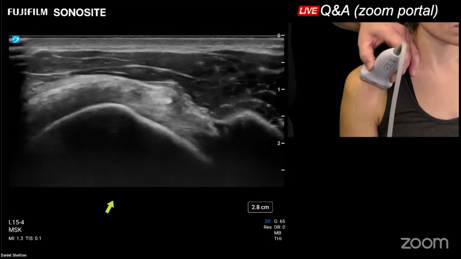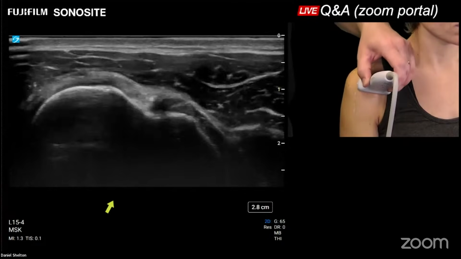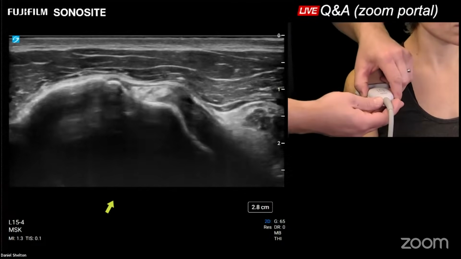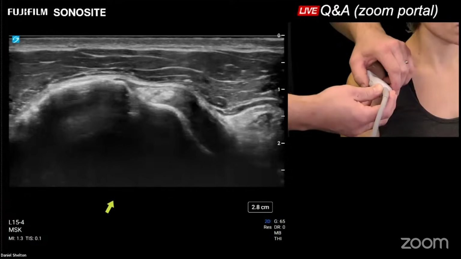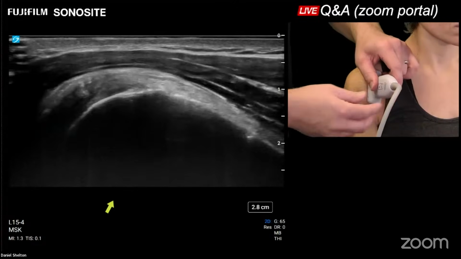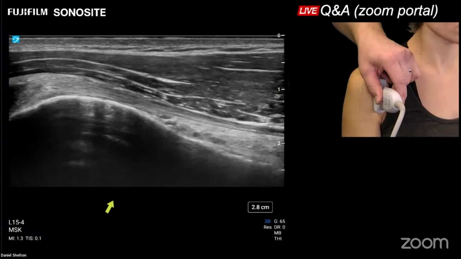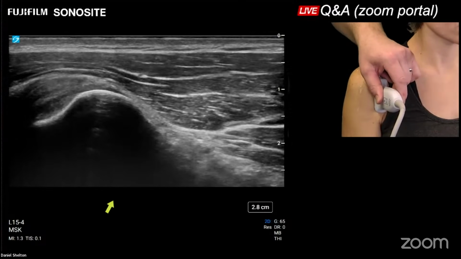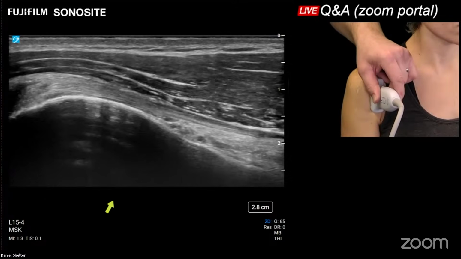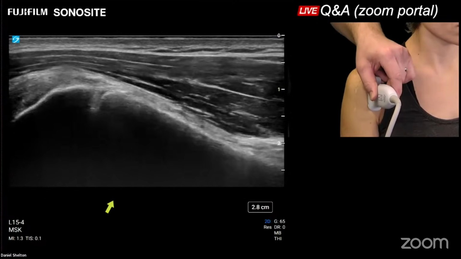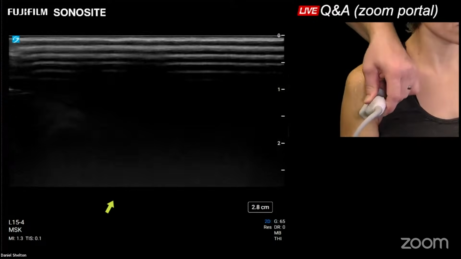Everything still looks pretty normal from here. We come back down into the groove. Keep your hand on the skin. Rotate your transducer with the other hand if you need to, and go long axis on that biceps tendon. So if we go medial, we see lesser tuberosity as a bony peak. If we go lateral, we see the rolling hill of that greater tuberosity. So that looked pretty good.